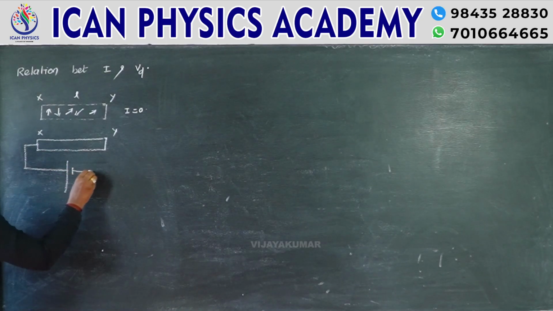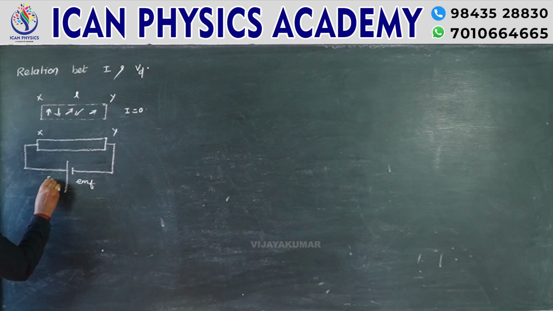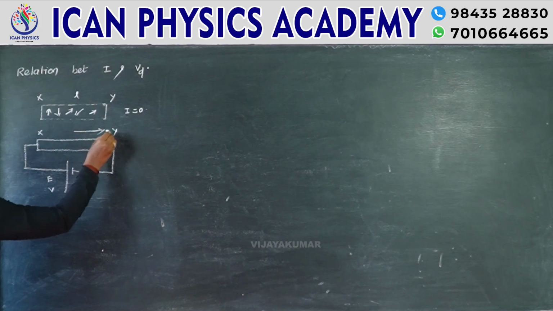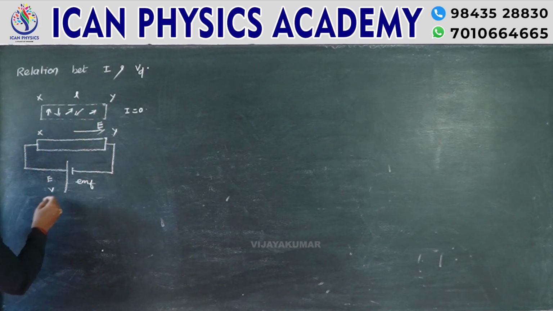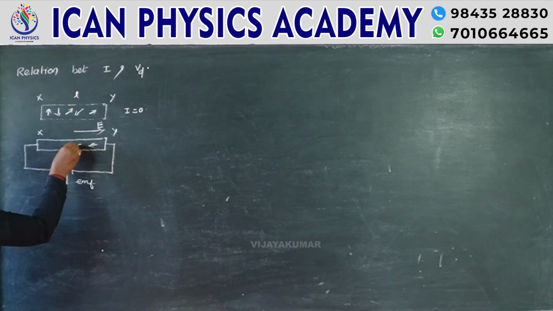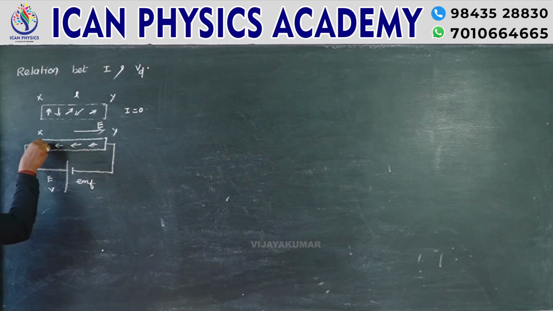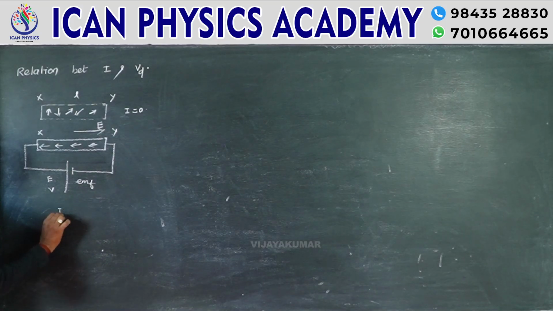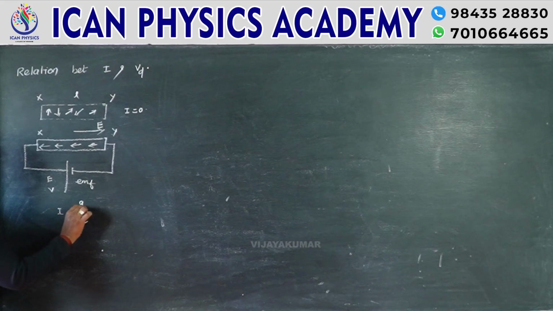which gives an EMF of E, or otherwise we can say V, so that we are applying the electric field in the direction of X to Y. Then the electrons are aligned in the same direction. Then the current is defined as the rate of flow of charges through the cross-sectional area of the conductor.